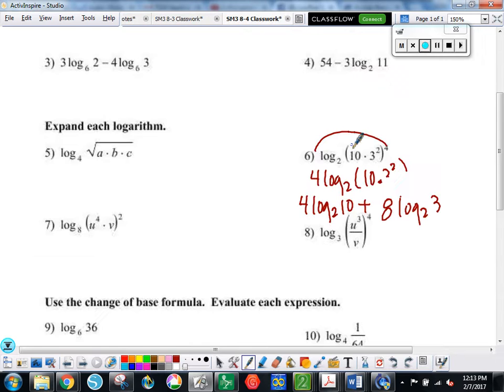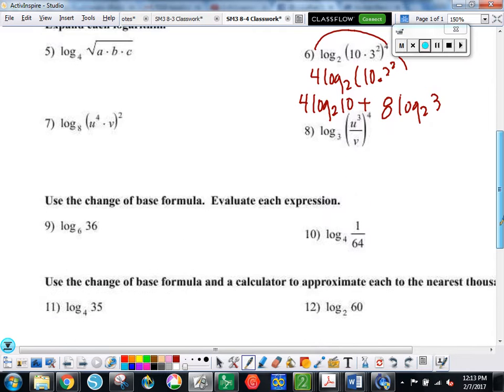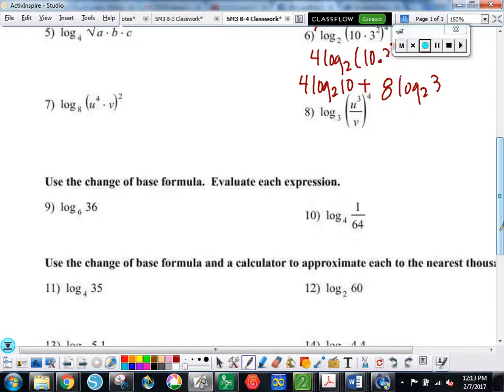9 and 10 ask you to use the change of base formula to evaluate each expression. I don't know why it tells you that. This is more of a review. So how do you simplify this? Let's try number 9 first.